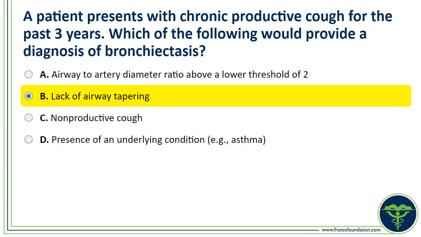The answer is B, lack of airway tapering. Based on the international consensus recommendations, both radiologic and clinical criteria should be met for the diagnosis of clinically significant bronchiectasis as a respiratory disease. Radiological criteria include a ratio of airway to artery diameters greater than or equal to 1, lack of airway tapering, and visibility of airways in the periphery of the lung.